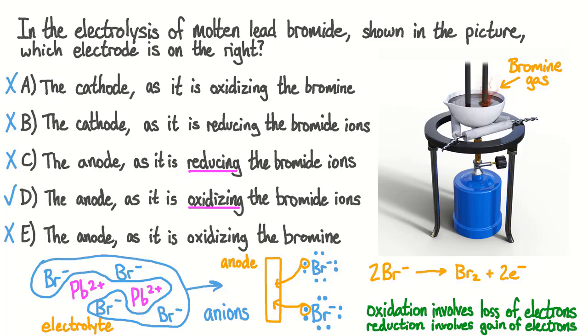The electrolysis of molten lead bromide produces the brown bromine gas as a product. The bromide ions are attracted to the anode, where they donate electrons to form bromine gas. Since the bromide ions lose electrons, we also call this process an oxidation. So, in the electrolysis of molten lead bromide, shown in the picture, which electrode is on the right? That's choice D, the anode, as it is oxidizing the bromide ions.